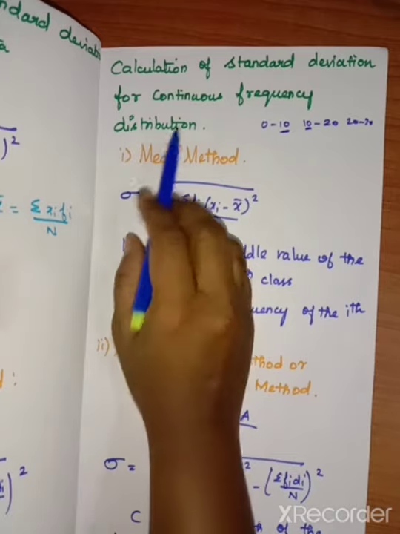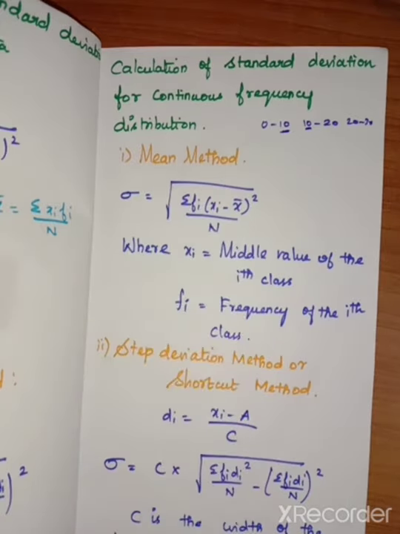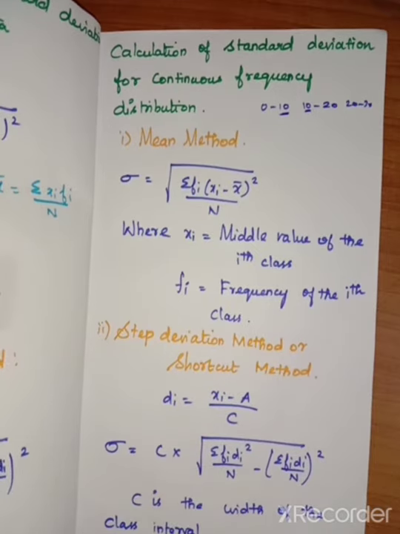For the continuous frequency alone we can use this formula. It is also the same mean method formula: root of summation fi into xi minus x bar the whole squared divided by n. But here xi is the middle value of the ith class. Fi we already know is the frequency value for the ith class.